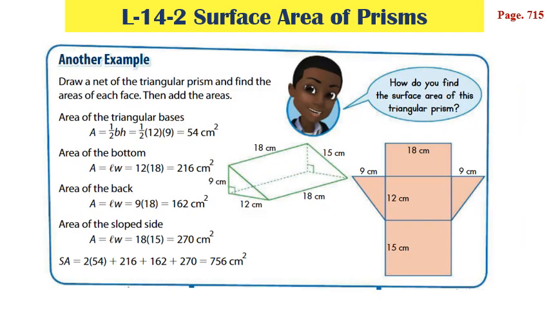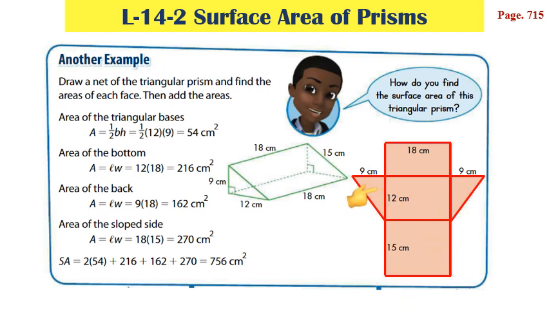My dear students, kindly pay your attention to another example on page 715. Draw a net of the triangular prism and find the areas of each face. Then add the areas. How do you find the surface area of this triangular prism?